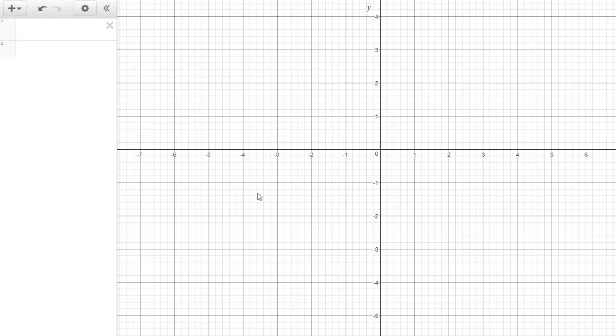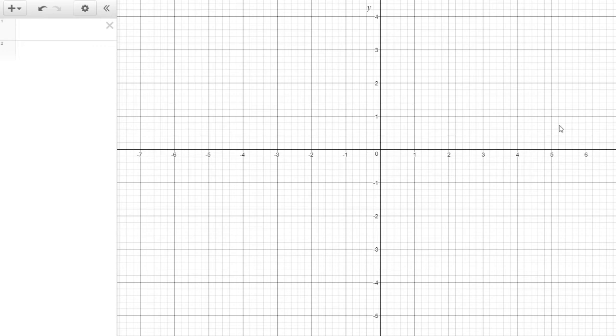Hi there, in this video we're going to look at the equation of a straight line. We're going to do it graphically using an online graphical calculator. If you go into Google and type in Desmos, that's Desmos, you'll get access to this graphical calculator and you can play about with it yourself.